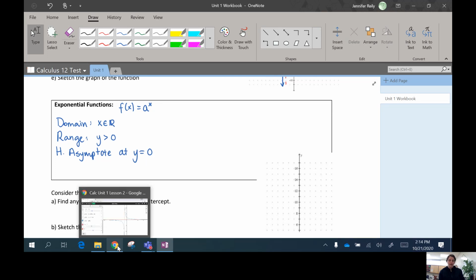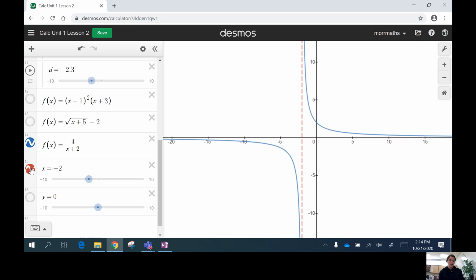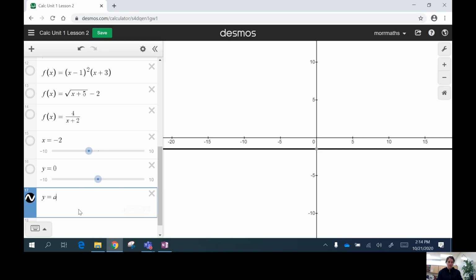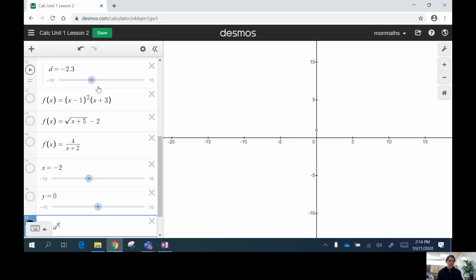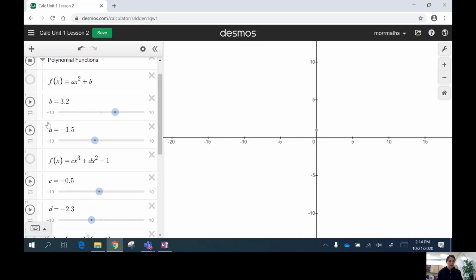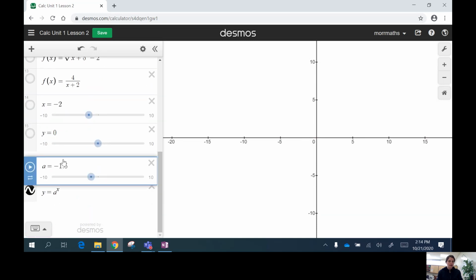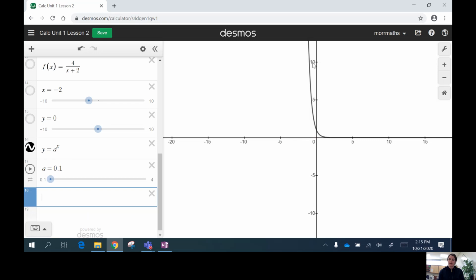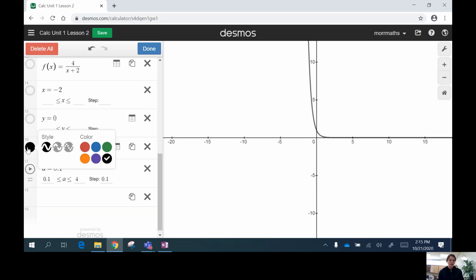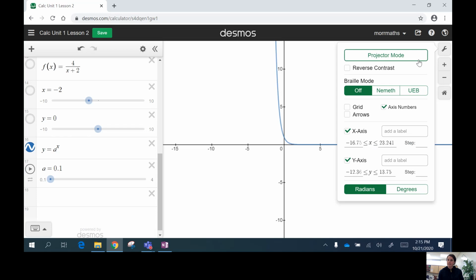Okay, so let's just graph that using our Desmos, and then we'll answer the questions. So let's say we have y equals a to the power of x. I had a defined up here, let me just move it down here. And a is going to be from 0.1 to 4. Let's see what happens when I have different a values. I'm also going to put this as blue so we can see it a bit better.